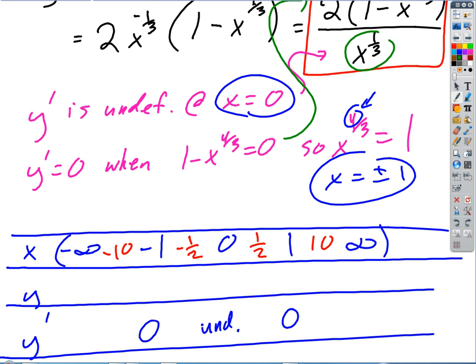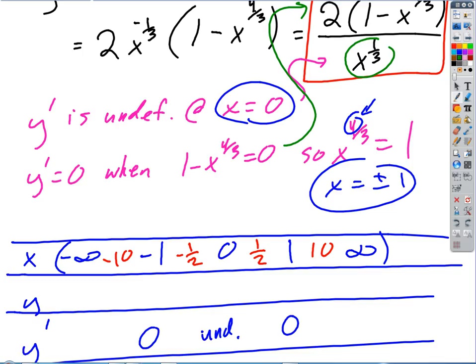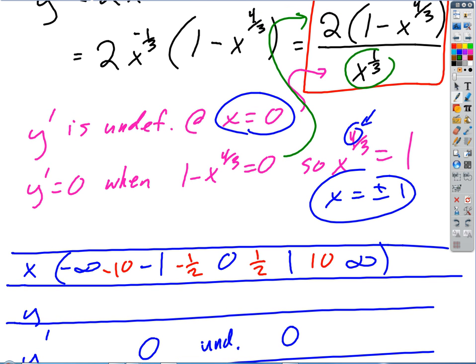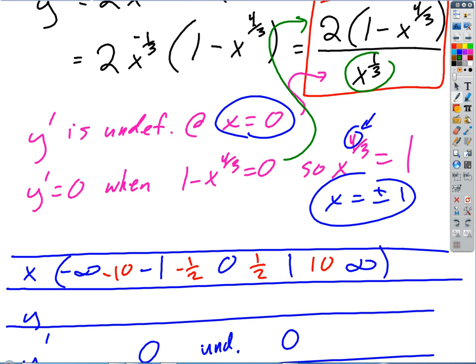We picked our test points, now what? Okay, yeah, we're gonna plug them in, and all we care about is the sign of the derivative. So if we take, for example, -10, what are we gonna get? What's the bottom gonna give us? A 1/3 power is the cube root. The cube root of a negative number is negative, okay?